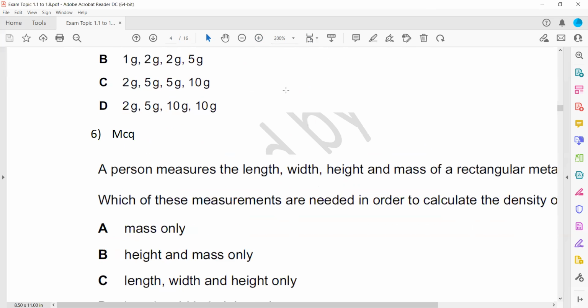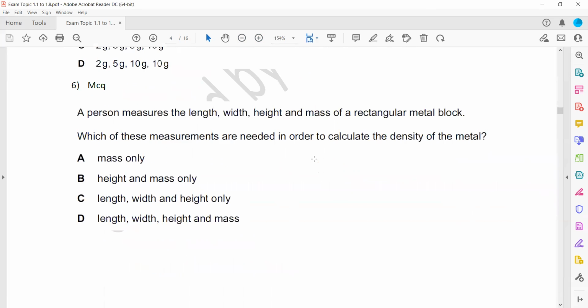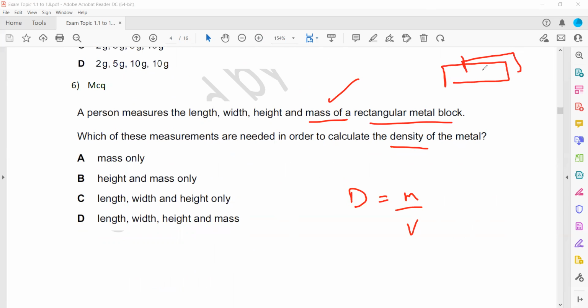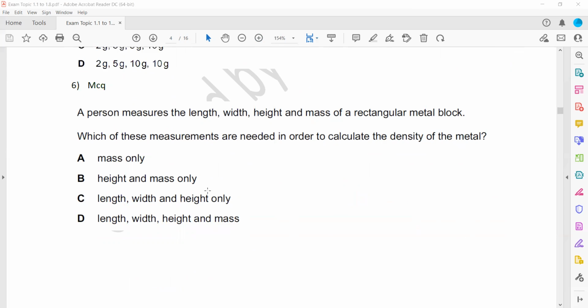Then a person measures the length, width, height, and mass of a rectangular block. Which of these measurements are needed in order to calculate density? Density is mass present in a unit volume. So we need the mass and the volume of the rectangular block. Volume is length by width by height, so we need all of them. Length, width, and height multiplied together give the volume, and mass divided by volume gives the density.